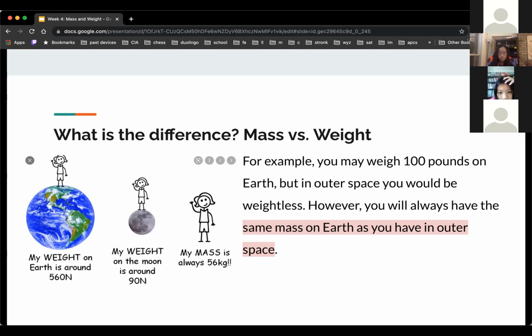So in this case, you would basically weigh 560 newtons on Earth because there's a lot of gravity. It's 9.8. It's pushing you down really hard. But on the moon, you don't have that much gravity pushing down on you. So you can jump super high. And that's why you only weigh around 90 newtons.